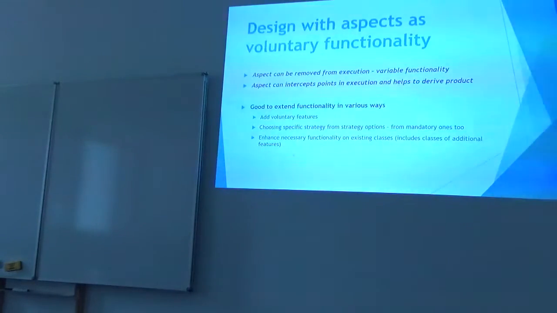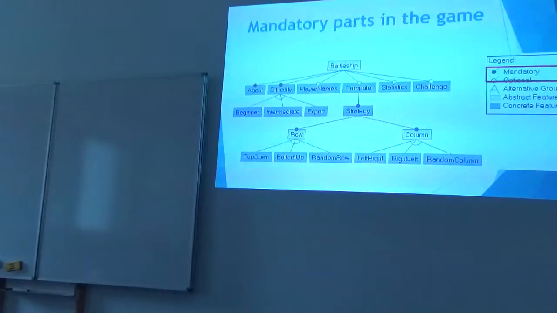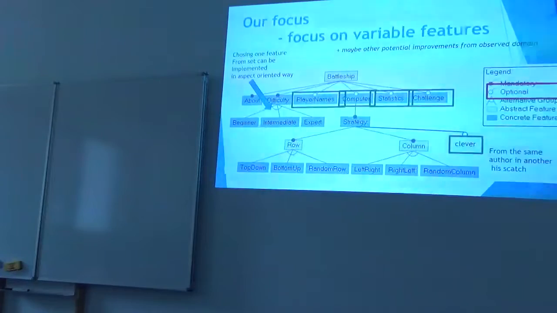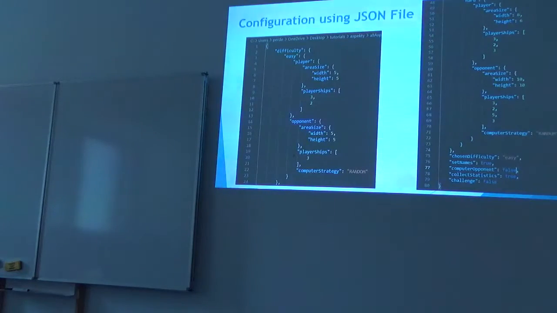As I said, the additive composition of features, and for example, there is the possibility to add voluntary features, choose a specific strategy, and so on. For mandatory features we use Java code. For these variant parts or XOR alternative groups, we use aspects to model them with the possibility to remove them as modular parts and so on.